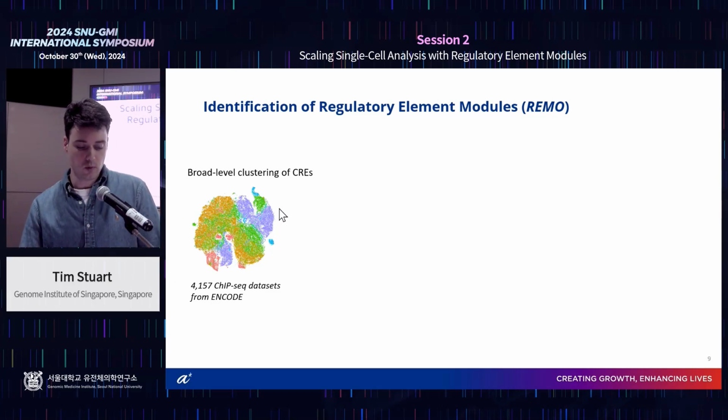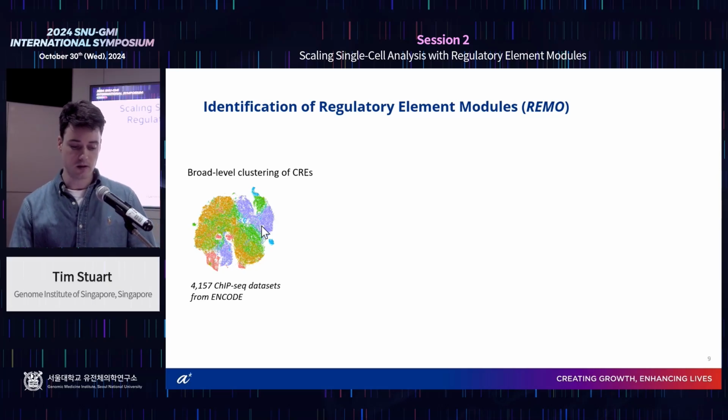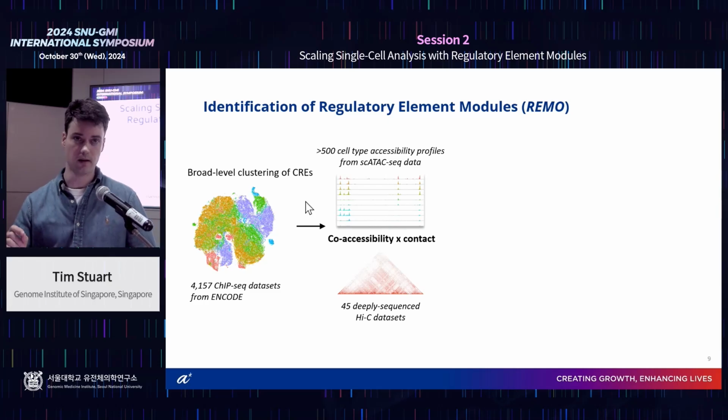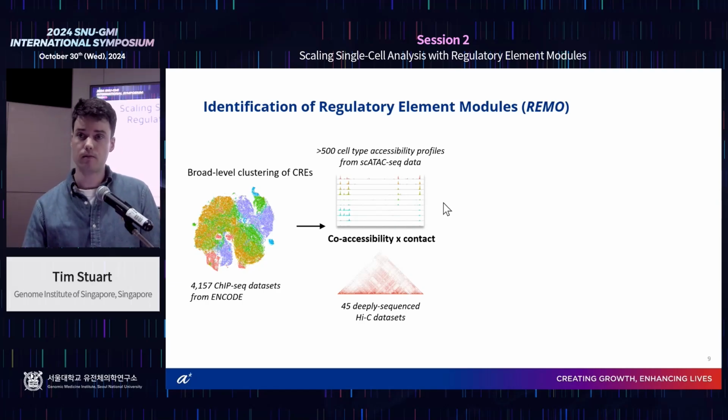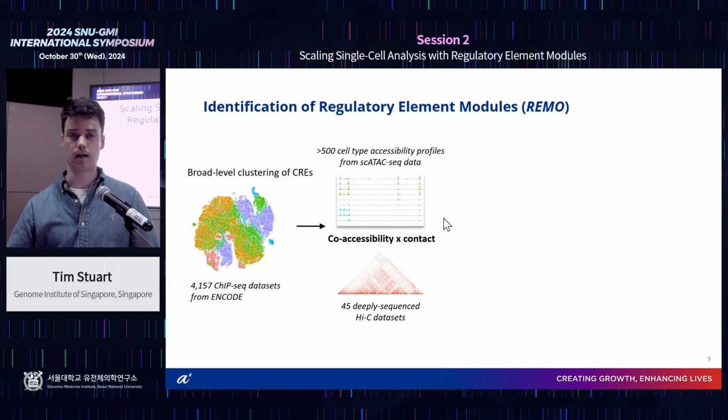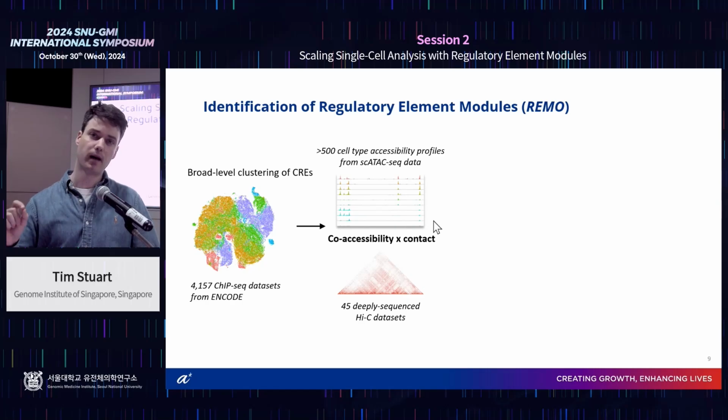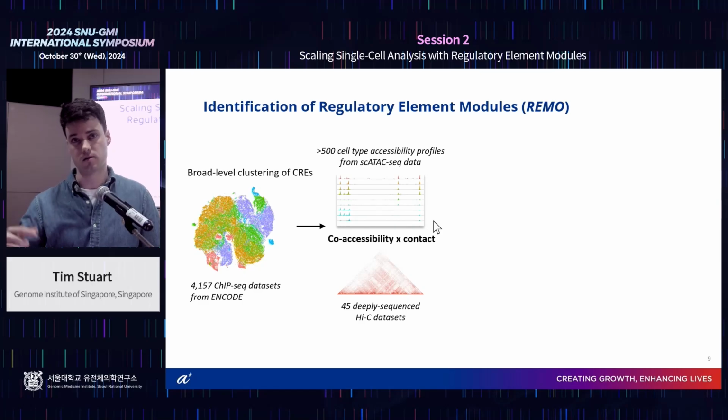But then within each of these broad level clusterings of the regulatory elements, we compute a score based on two different things between each pair of cis-regulatory elements. So firstly, we assembled this collection of cell type accessibility profiles from a lot of different published single-cell ATAC-seq studies. So we have profiles for over 500 different cell types. And so using this collection of data, between each pair of cis-regulatory elements that are within the same broad level clustering, we compute the co-accessibility across these different cell types. So that gives us a co-accessibility score.